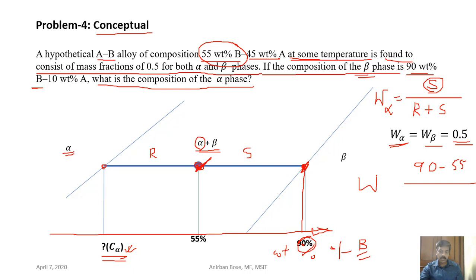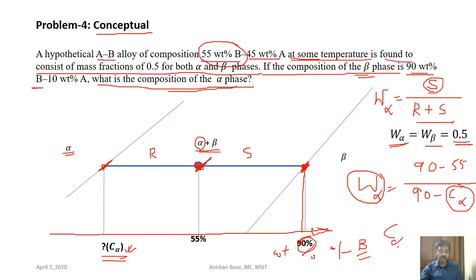And what is R plus S? That is the total composition from here to here. So 90 minus C alpha. Okay. So this value is known. Now W alpha is given as 0.5. So from this equation you can easily find out the value of C alpha. So that is the question.